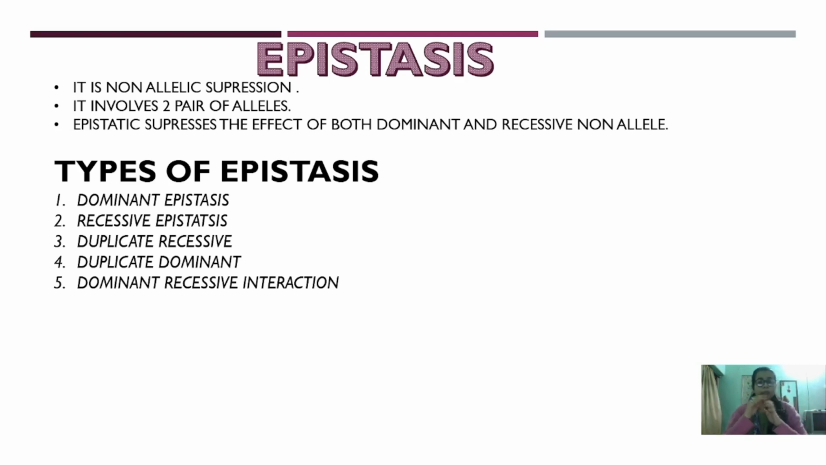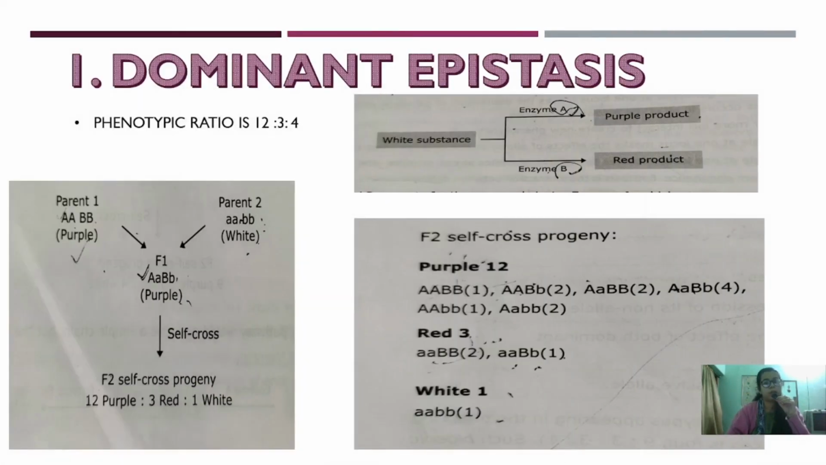As you all know, the ratio of the dihybrid cross is 9:3:3:1. But we will see how, due to gene interaction, this ratio gets diverted and changed into another ratio. What are these ratios? We will be discussing them, and also the trick to remember them. So let's begin. First we are going to discuss dominant epistasis.